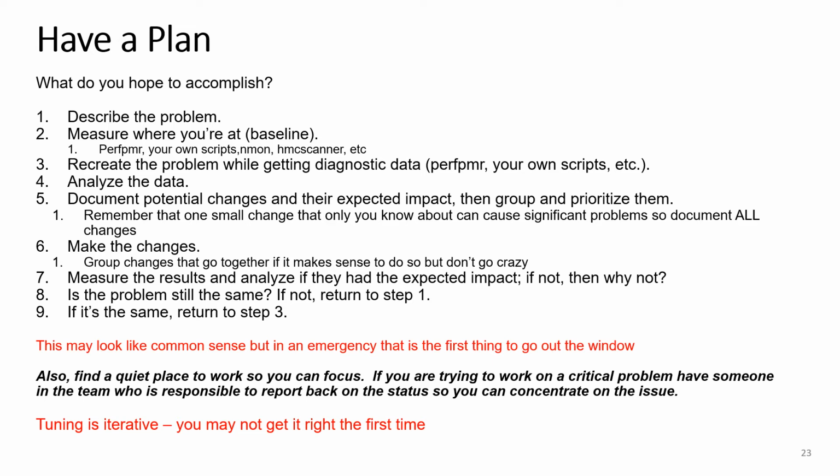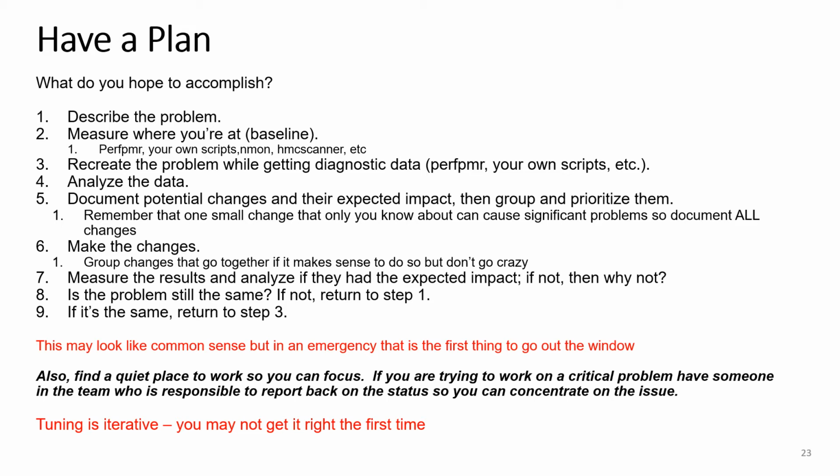Group changes together that go together and then go ahead and make them. And then you measure the results, figure out if they actually did what you expected. If not, try to understand why not. If the problem's solved, then you're done. If the problem's not solved, then you go back through the loop.